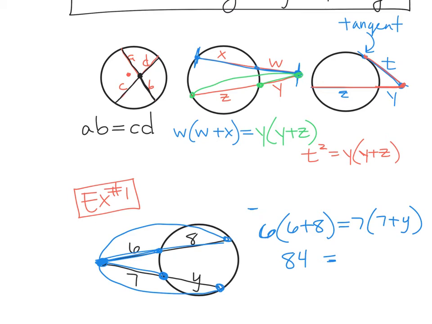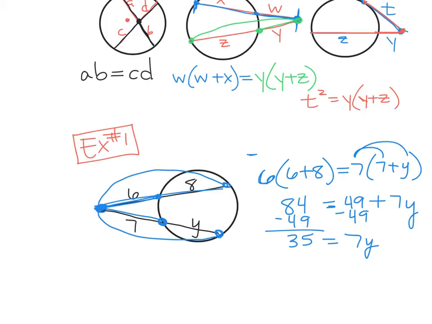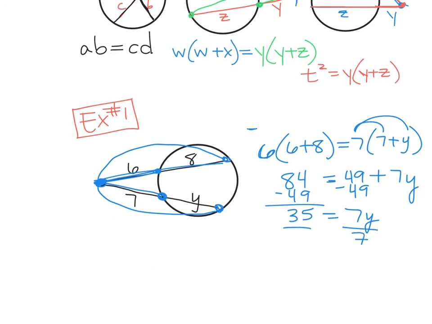And again, you could distribute here, or you could divide by 7 here. I would divide by 7, but I feel like 90% of my classes distribute, so I'm going to distribute. But just know that if you like to do the division, okay? So if we distribute this, this is 49 plus 7Y. Take away the 49, and you get 35 equals 7Y, and then divide by 7, so Y is 5.